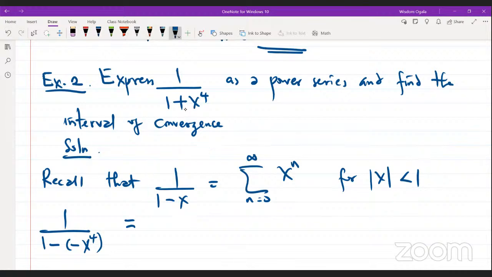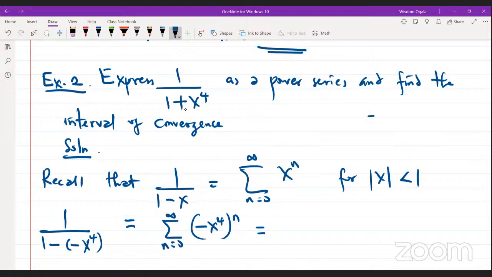So it's equal to, with the same trick, wherever you have x, replace x by negative x to the fourth. The sum, n goes from 0 to infinity, of negative x to the fourth, all to the n. So this is equal to, now watch this.